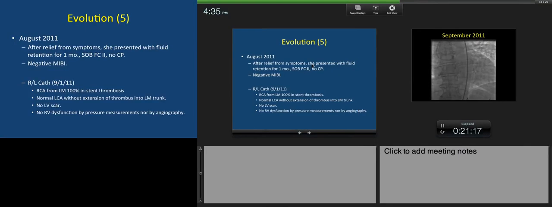She had a 100% in-stent thrombosis of the RCA with a normal left coronary artery without any extension of the thrombus into the left main. No left ventricular dysfunction, no right ventricular dysfunction, either by measured pressures nor by angiography.